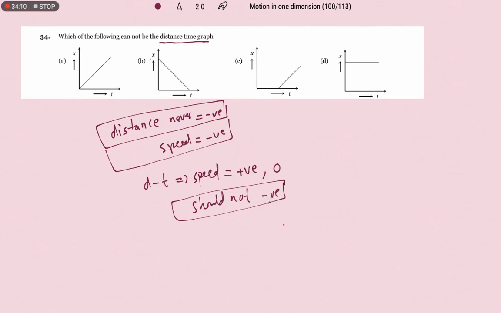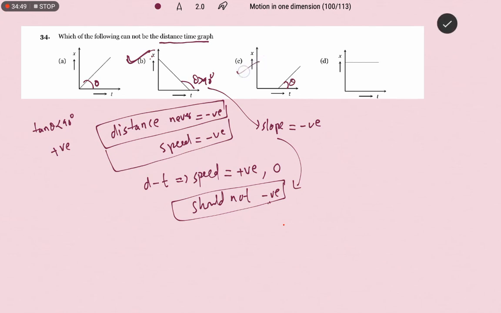So here, theta is less than 90. If tan theta is positive for theta less than 90, the slope is positive. Here theta is greater than 90. If theta is greater than 90, what will happen? The slope will be negative. Slope is nothing but what? Speed. So speed is negative. Is there a possibility that speed can be negative? No. That's why this is the graph which cannot represent the distance and time graph. Here you can see theta less than 90, so it is possible.